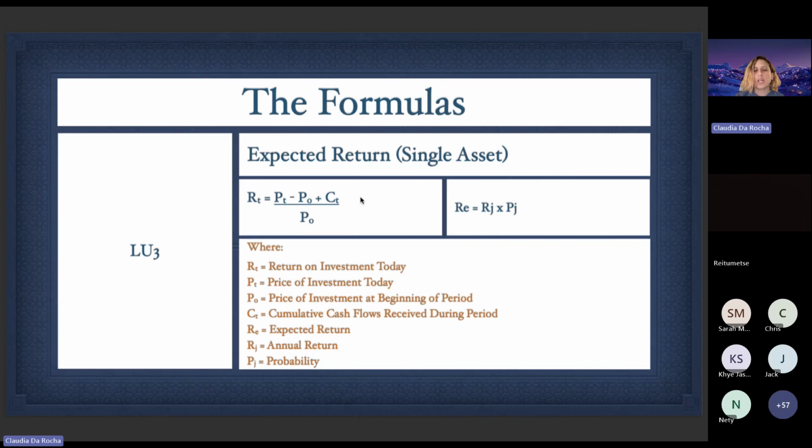Okay, so the one on the left, we have R_t is equal to P_t minus P_0 plus C_t, over P_0. I will unpack that a bit more. I have indicated underneath here what each item stands for, but I'll unpack that on the mural, as well as our R_e is equal to R_j times P_j, which is in essence with the probabilities. Okay, so this is for expected return of a single asset. Your probability formula can also be used for multiple assets, but normally it is for a single asset.